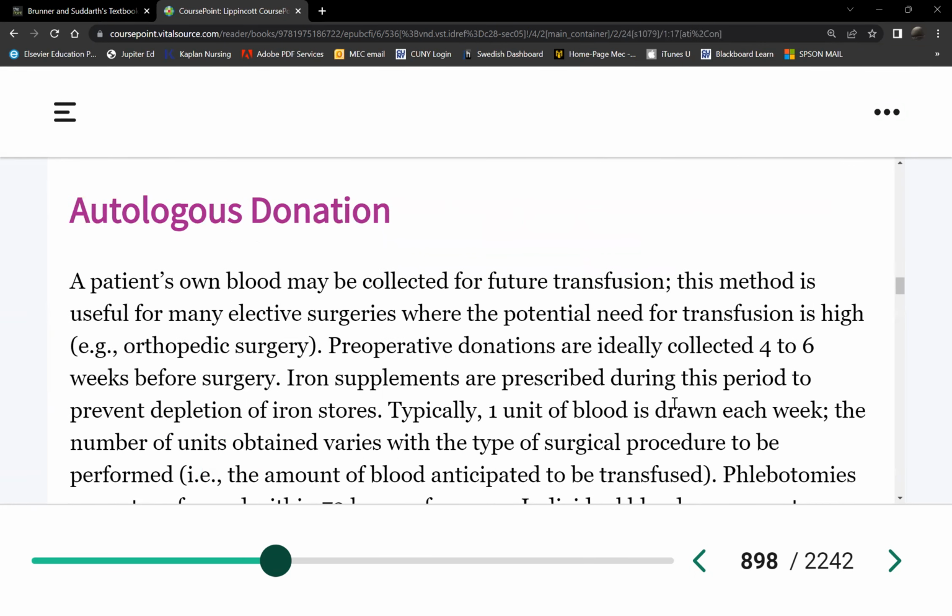Autologous donation means you're giving blood to yourself. This is done in elective surgery procedures. So let's say you're planning to have a knee replacement or a hip replacement in, I don't know, September. Today's June, so plenty of time. You have 3 months before your surgery.